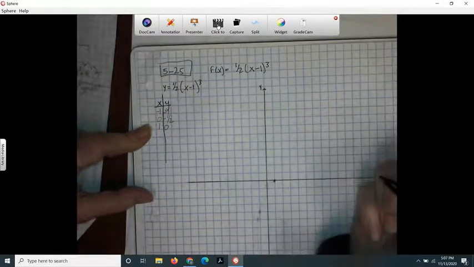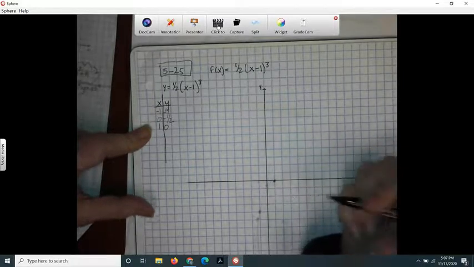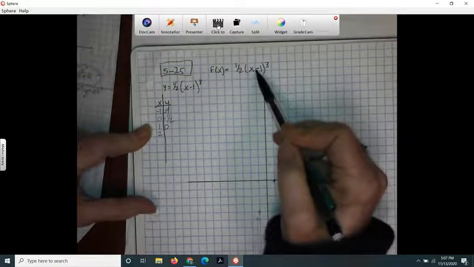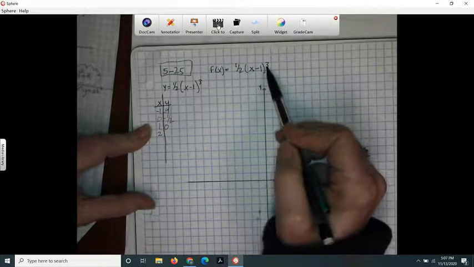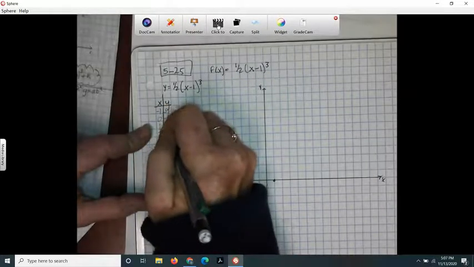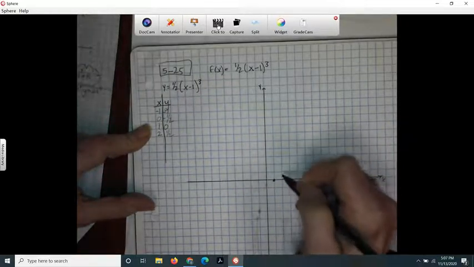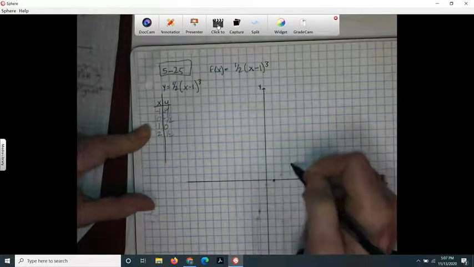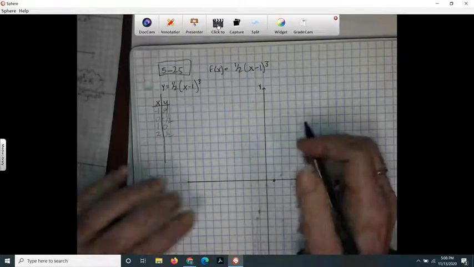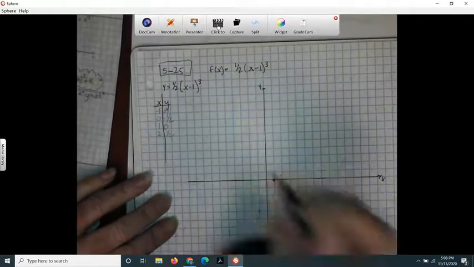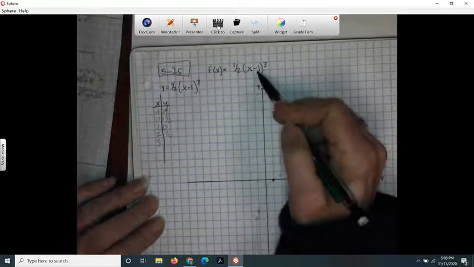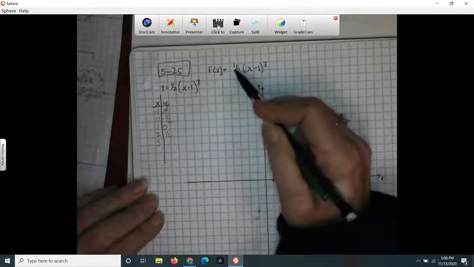Oh, well, I already have that point, don't I? Let's just try 2, just to see what happens. 2 minus 1 is 1, and 1 cubed is 1, times 1/2 is 1/2. Oh, it's got some symmetry to it, doesn't it? Yeah, so that's going to help me. So, well, let's just do maybe one more point. Let's do 3. 3 minus 1 is 2. 2 cubed is 8, and half of 8 is 4.